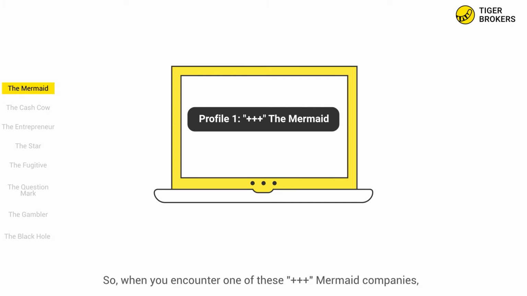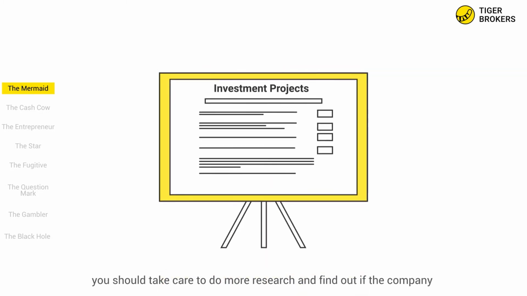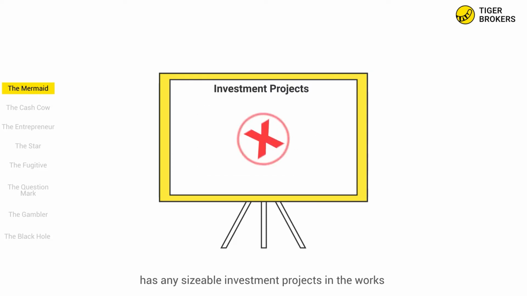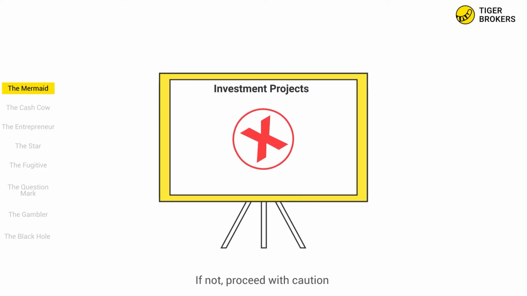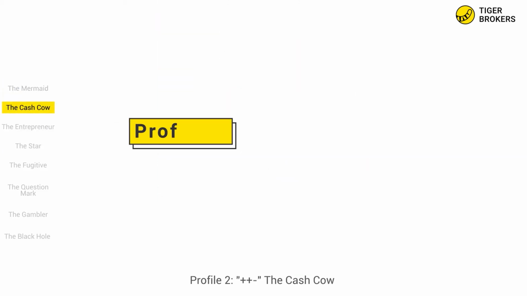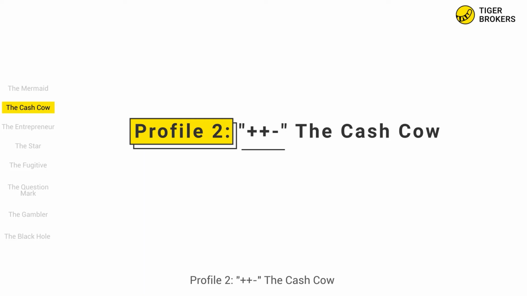So, when you encounter one of these triple plus mermaid companies, you should take care to do more research and find out if the company has any sizable investment projects in the works. If not, proceed with caution. Profile 2, double positive, 1 negative, the cash cow.